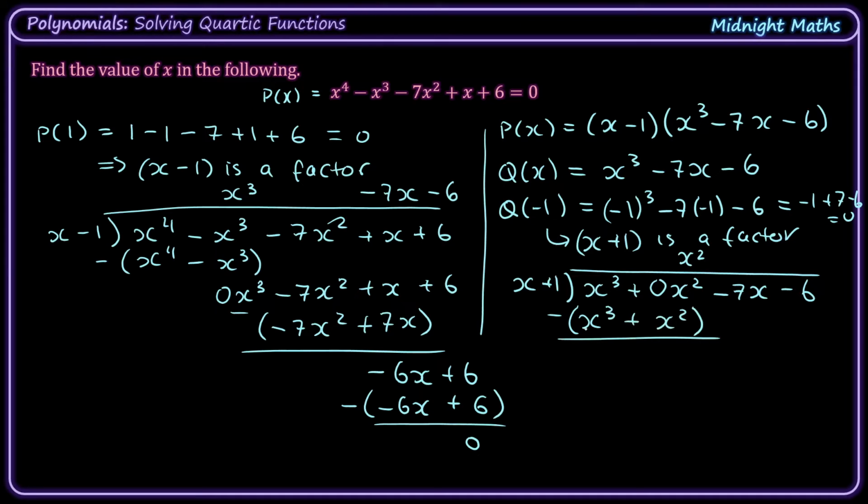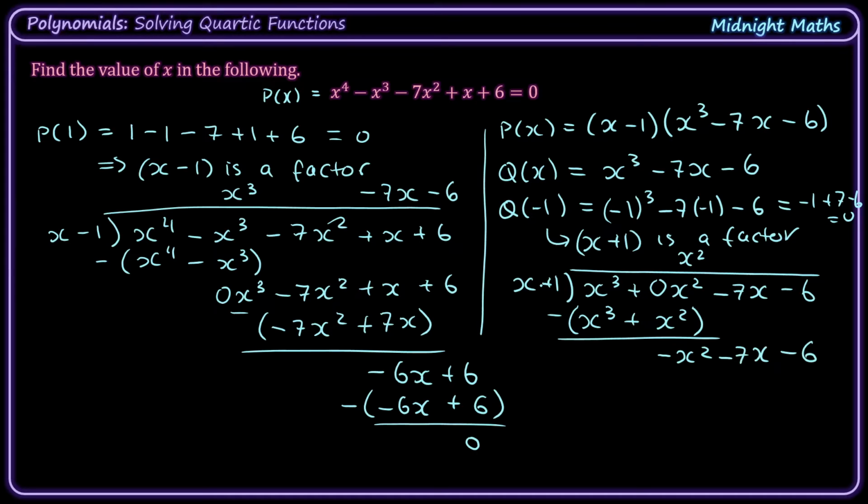Subtracting that away, these two cancel off, and I'm left with 0x squared minus x squared, which gives me minus x squared. Now bring these two down, I get minus 7x and minus 6. And I'm ready for my next round.